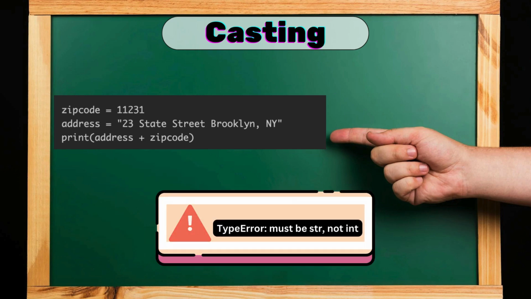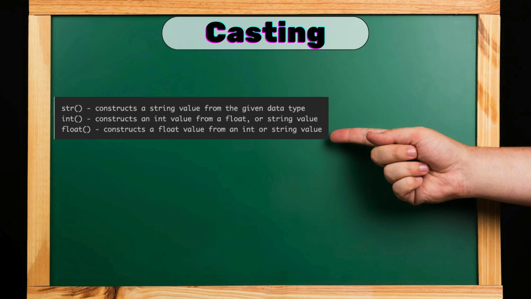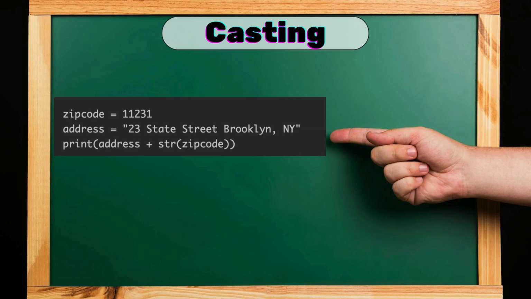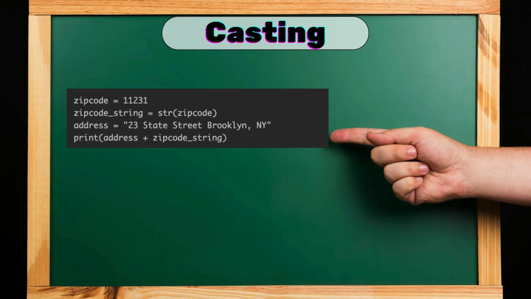This program will result in a type error, must be string, not integer, because the values passed to the print statement must be of type string. In order to print the value, zip code will need to be converted into a string-type value. Luckily, converting primitive data types from one type to another is fairly simple in Python. To do so, the value simply needs to be passed through a constructor function. In order to get the previous program to work, the zip code variable needs to be passed through the string constructor function. String(zip code) can also be stored in another variable and used later in the program.